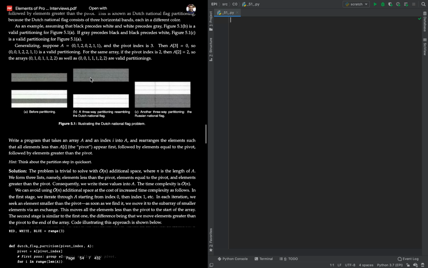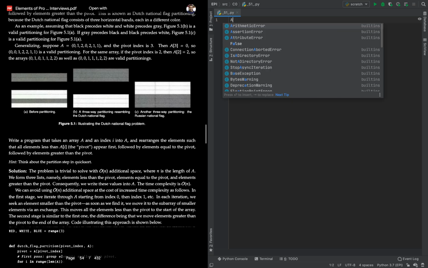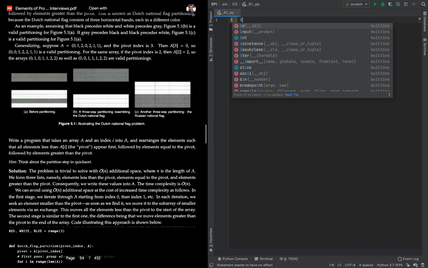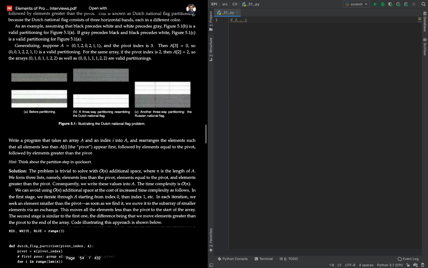I'm going to read that again because I didn't get it. Write a program that takes an array A and an index I and rearranges the elements such that the elements less than A of I appear first, followed by the elements equal to the pivot. Okay, so you'd have these, then you'd have A of I, then you'd have elements greater than A of I. I guess it's equal to in the middle, but you get the point.